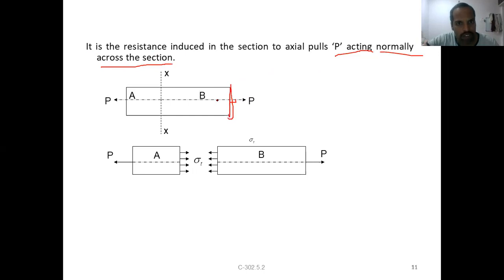Means if you take this section or this section, wherever it is, along the entire length, it will be subjected to some resistance. Some resistance is induced. Load is being applied, so obviously there will be some resistance. Induced means internally developed. The resistance developed is nothing but induced. The resistance induced in the section to axial pulls. Axial pulls means these are axial pulls.